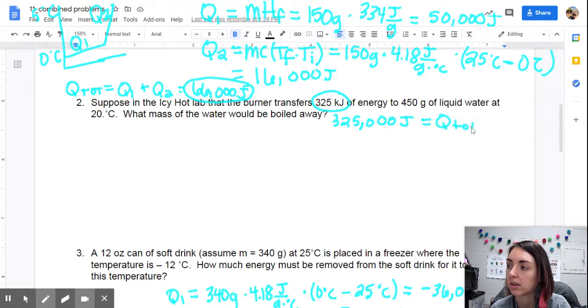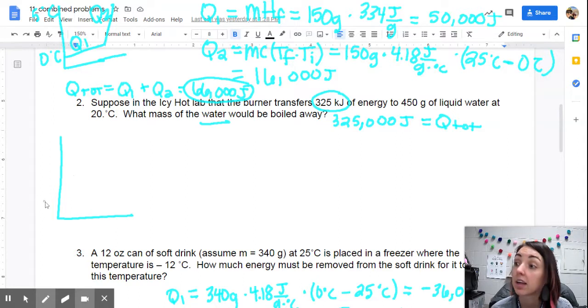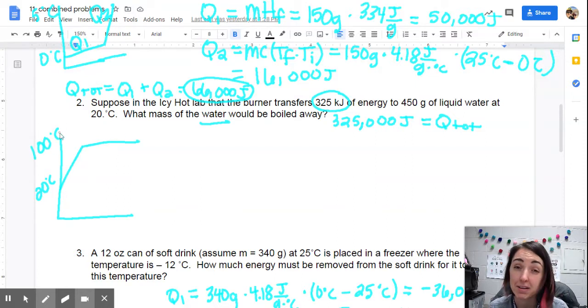Q total. It's giving you the whole Q there. It tells us this energy goes into 450 grams of liquid water at 20 degrees Celsius. What mass of the water would be boiled away? So we are assuming, if we draw the temperature-time graph for this, it starts at 20 and then goes up to 100 to get boiled. It tells us it's boiling. I know boiling happens at 100.